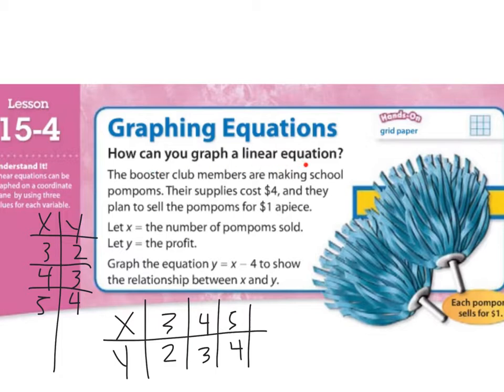But how can you graph a linear equation? The Booster Club members are making school pom-poms. Their supplies cost $4, and they plan to sell the pom-poms for $1 a piece. Let x be the number of pom-poms sold and y the profit. And so we're going to use this. So this is how much money they make. The pom-poms are $1, so there would be a 1 in front of this x for how much they sell it for, but 1x is exactly the same as x. So there is a price for each pom-pom in front of here, but you just can't see it. And then minus 4, that's how much their supplies cost, to show the relationship between x and y, with the first clue word of Nebraska.